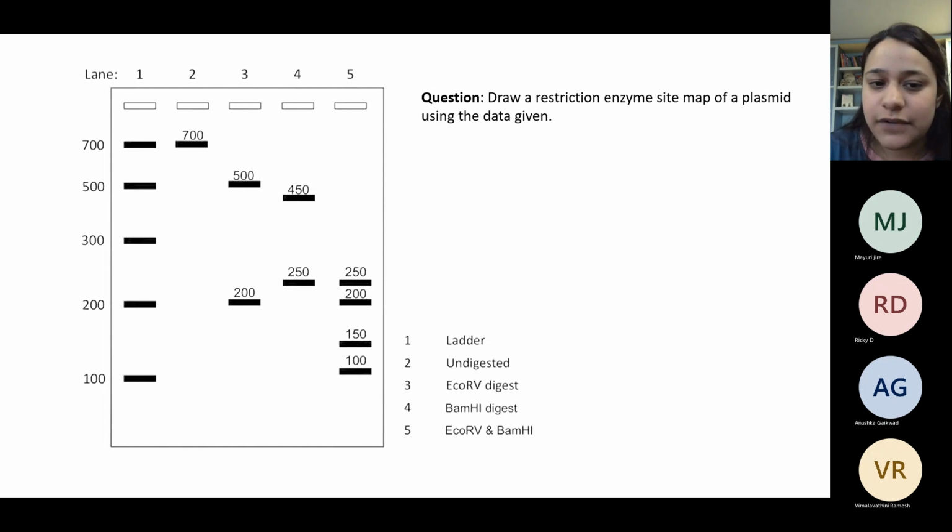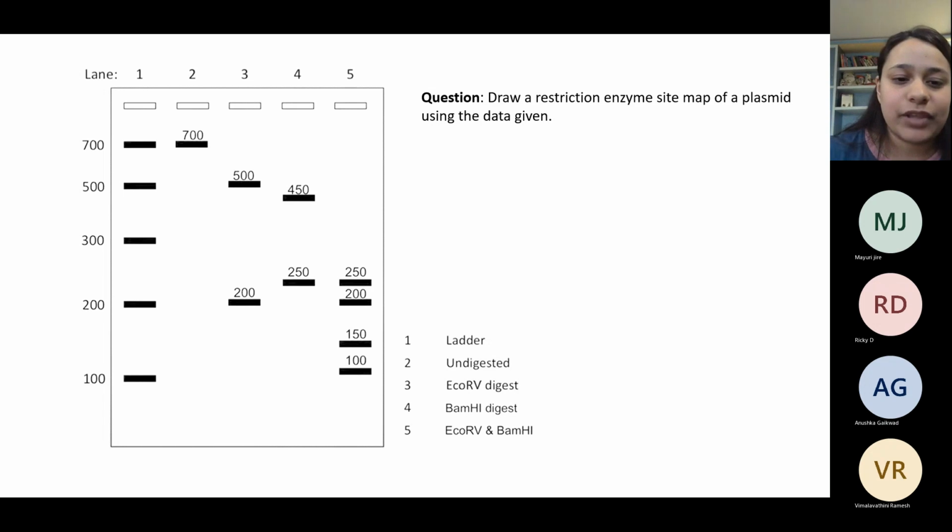One is the 250 kilobase fragment, which coincides with the 250 kilobase fragment of the BamHI digestion. The other is the 200 kilobase fragment, which coincides with the 200 kilobase fragment of the EcoRV digestion. So this basically means that out of the 700, these two fragments are two different entities. So the EcoRV digest and BamHI digest will take place at two individual levels.